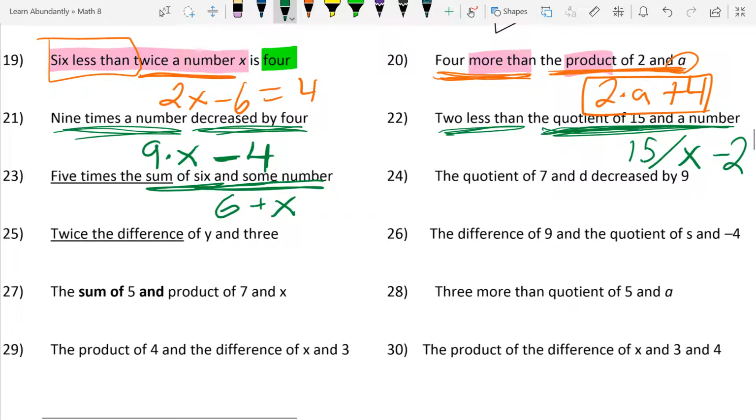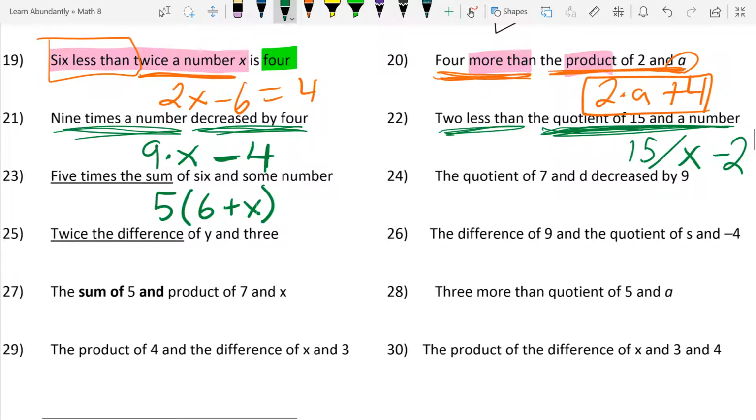So when it says multiply 5 times the sum, does that mean I'm multiplying it by the 6 or the x? And the truth is, it's multiplying by both. When we say 5 times the sum, we need to use parentheses around the 6 and the x, and then multiply by 5 in front of it. And that's really messy, so I'm going to rewrite this a little bit neater because my handwriting is really scratchy today. 5 times the sum of 6 and some number.